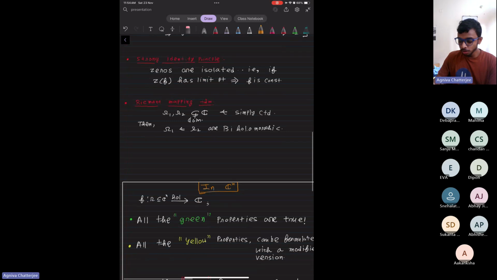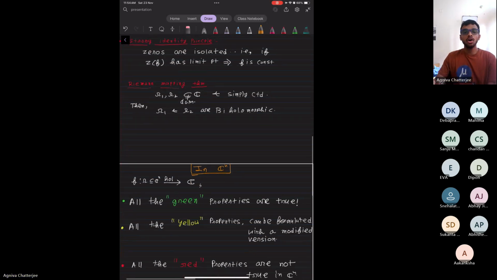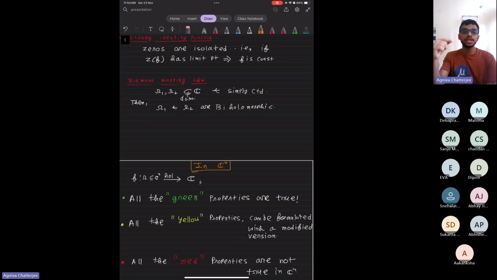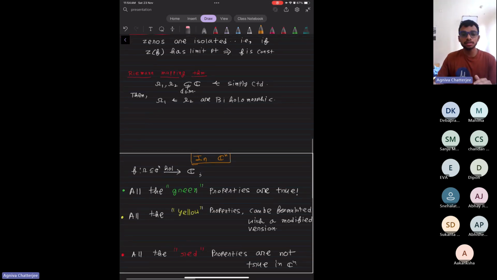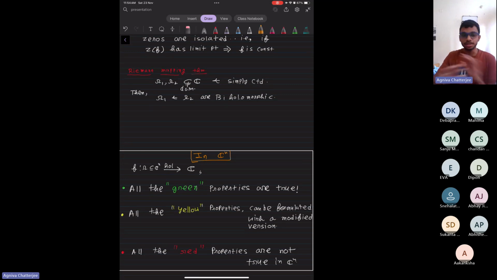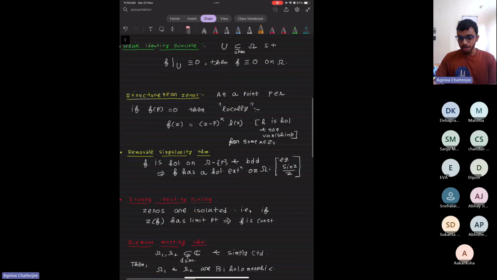So if I look at higher dimension, all the properties written in green are true in higher dimension. Now, all the properties written in yellow: the exact same statement is not true in higher dimension, but there is some formulation of it. There is some modification that you can do, and then you get a same version. And all the red properties are not true in higher dimension. They're completely false. So let's go back.